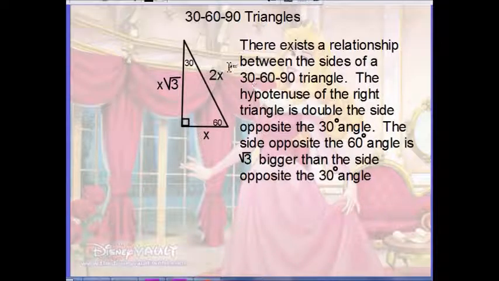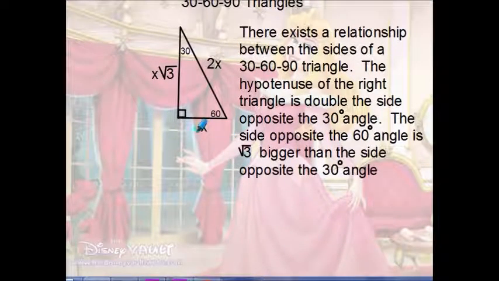Okay? Everything stems from your 30 side. Your 30 side is always going to be your x. Everything stems from this side. If you know your 30 side, you know your 90 side because you double it. If you know your 30 side, you know your 60 side because you take the root 3.